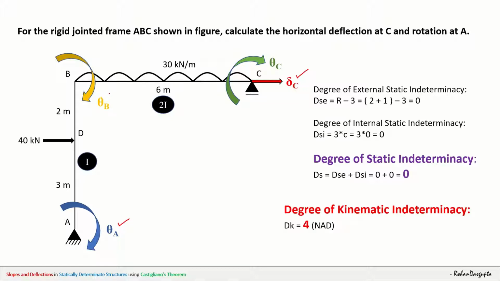The reason I am telling you is that you can also be asked to find theta B or theta C. The procedure will remain the same. So let's see the procedure step by step.